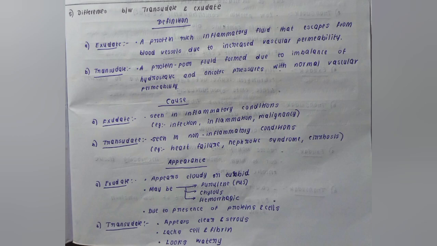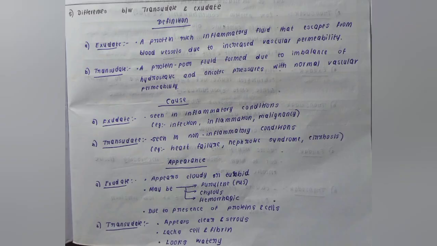Then write about the appearance. Now exudate appears cloudy or turbid. It may be purulent. Purulent, I mean pus, is usually seen when there is some bacterial infection, or it may be chylous. Chylous is seen when there is dissolved fat, and it will be a milky white condition. It can also be hemorrhagic, where it has a reddish appearance, right? So all these appearances are due to proteins and cells.